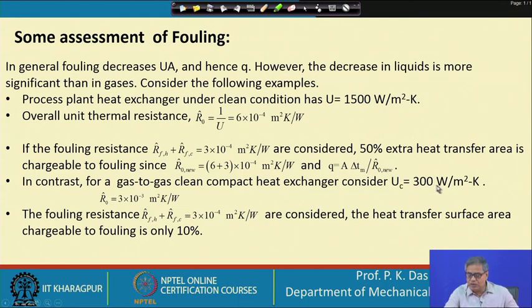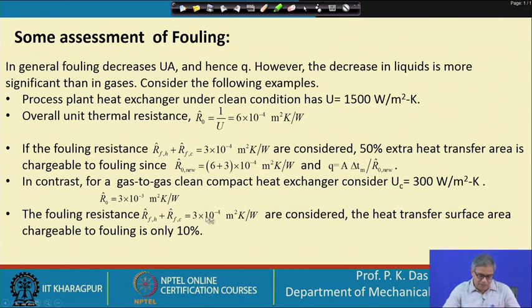Consider UC is equal to 300 watt per meter square Kelvin. The overall heat transfer coefficient of a gas to gas heat exchanger is much lower compared to a liquid heat exchanger. So, RO is of this order, and the fouling resistance is 3 into 10 to the power minus 4, which is equal to what we have considered in case of liquid heat exchanger.